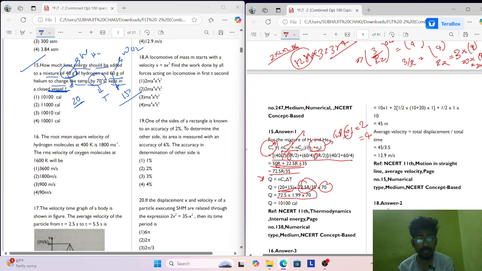So just put the values and calculate it. 35 by 35 cancels out. 72.5 into 5 into 70 we have to calculate, into R. What is the value of R? 0.0821, or 1.99 in case of joule. If you are putting it in joule, this is 1.9 or 2.